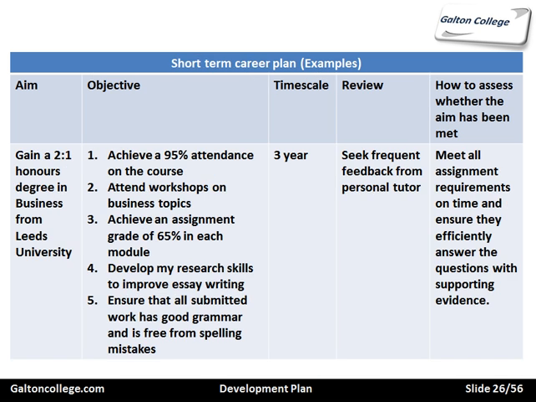Now the medium-term plan is to gain, let's say, a 2-1 honours degree in business from Leeds University or from Birmingham University or London University or wherever. Gain a 2-1 degree from some university, let's say. And how do you do it? What are the objectives? Well, achieve an assignment grade of 65% in each module, and so on and so on. Timescale, 3 years. Good medium-term plan, and see if you can meet that plan.